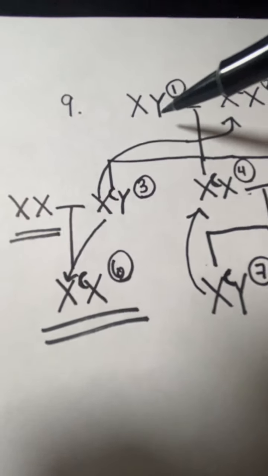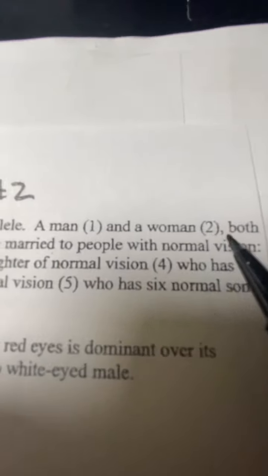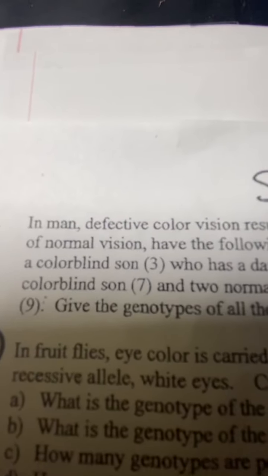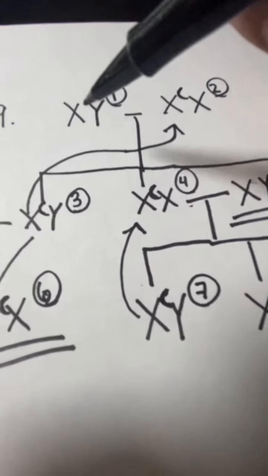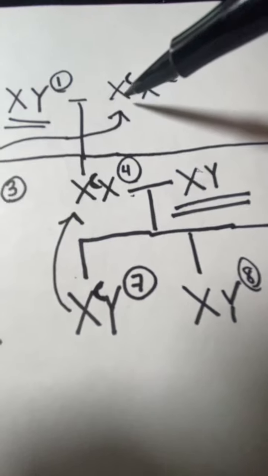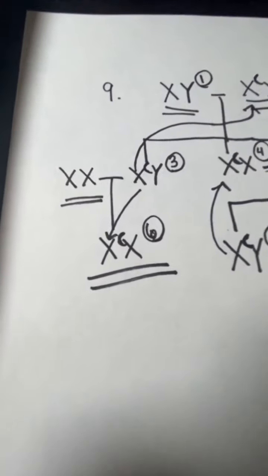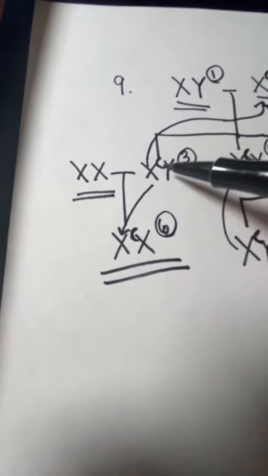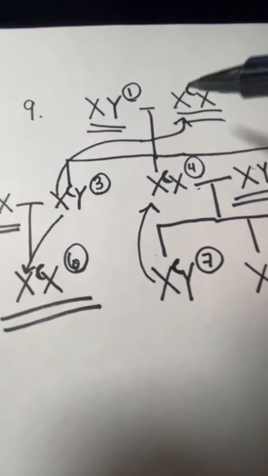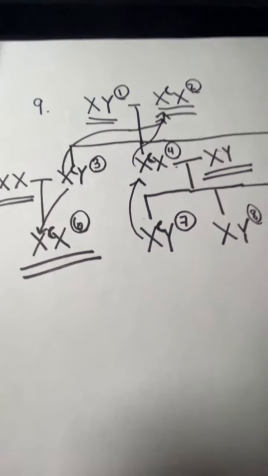Dad has normal vision, like it says. Number 1, a man and a woman, both of normal vision. So dad is normal XY. Mom is a carrier. She's XCX. And you can see where he got the XC chromosome from mom, which she also gave to individual 4 as well. Okay?